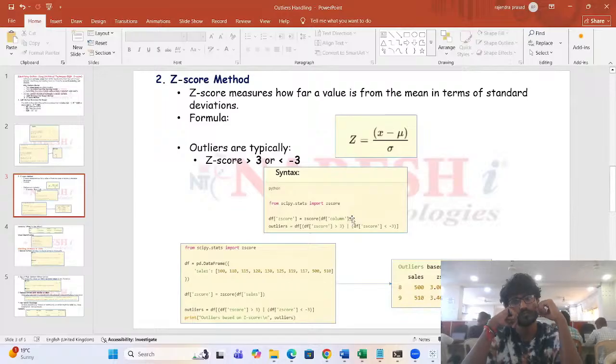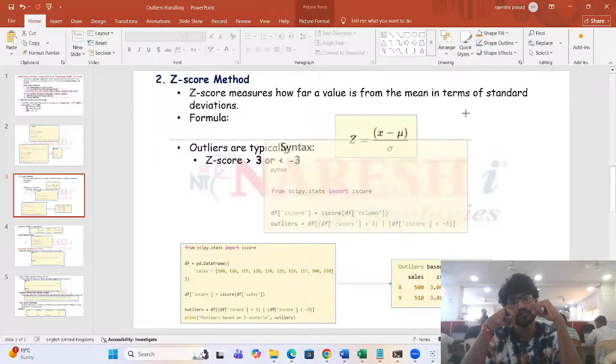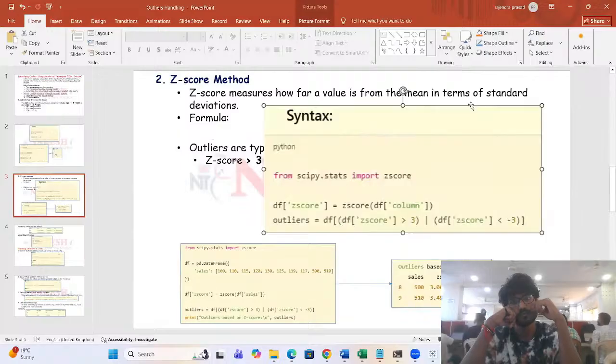I know you people are not seeing it properly because the screen is shared across multiple windows, and that's why you're not able to see the clarity. Let me zoom out a bit. Now it's okay.